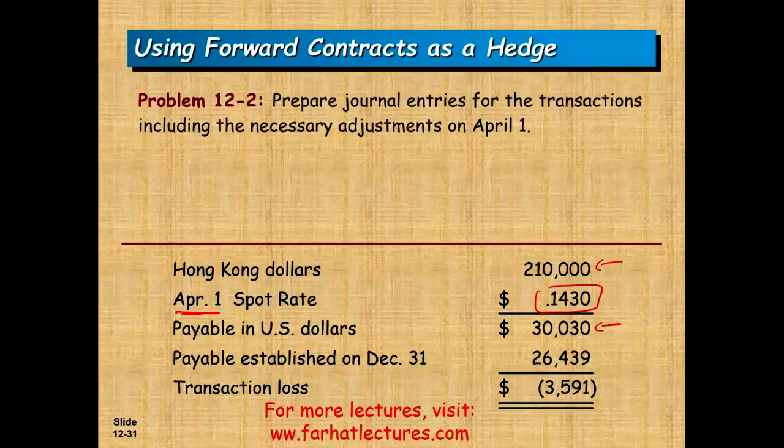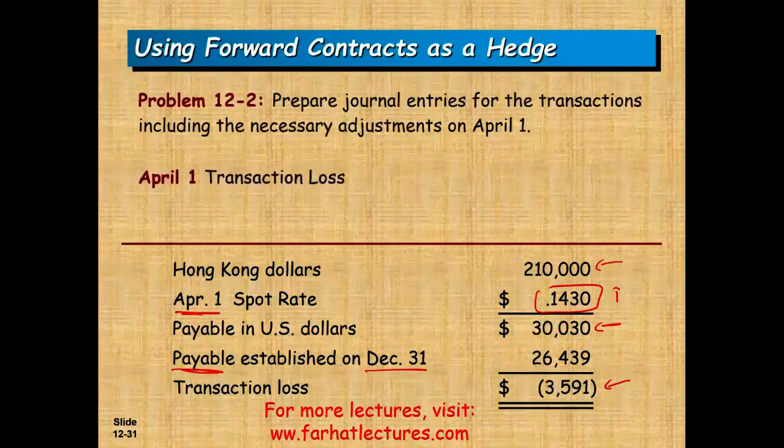Now it worked against you. The payable worked against you because the rate went up. And you thought as of December 31st, you were responsible for 26,439. So the first thing you do is prepare an adjustment to adjust your payable, the item that's being hedged. So you have a loss of 3,591. Bad news. Debit a loss, credit the payable.